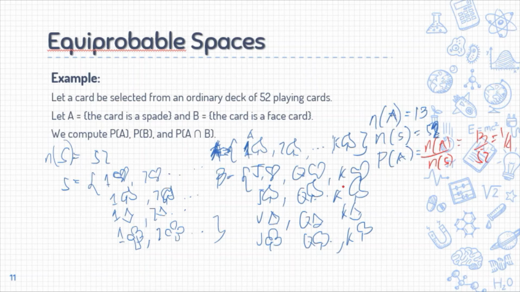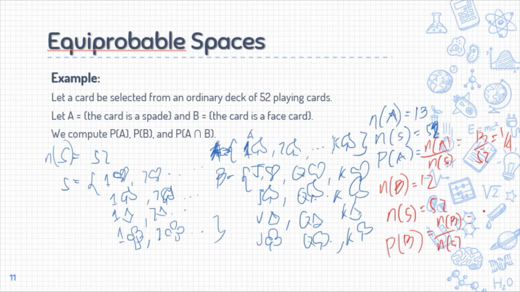Now, probability of B. Pila ka buok ang ato ang B. So, the number of elements in our B is equivalent to 12, diba? So, we have 12, and our N of S is 52. So, we have the probability of B is equal to N of B over N of S, which is 12 over 52, which is 3 over 13. Okay, so that is the probability of both.